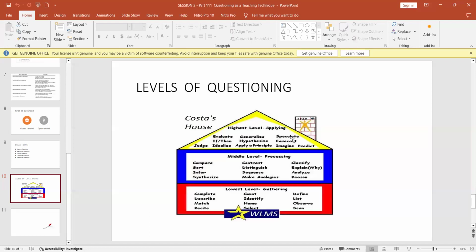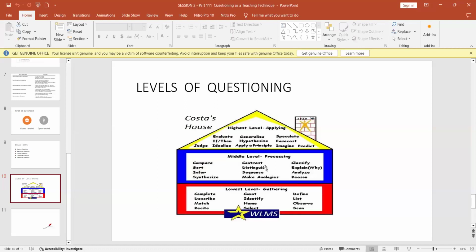You collect information from what you hear, what you read. Cut and paste directly from the text. So complete, describe, match, recite, count, identify, name, select, define, list, observe, scan. They are directly from the text, cut and paste. That is gathering.